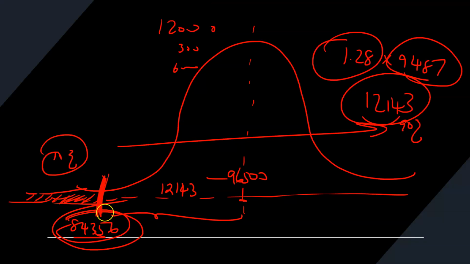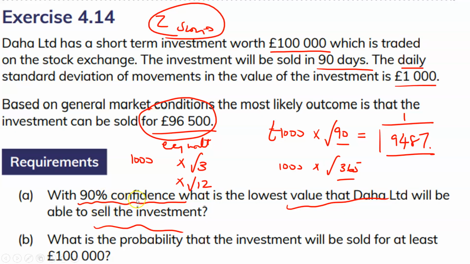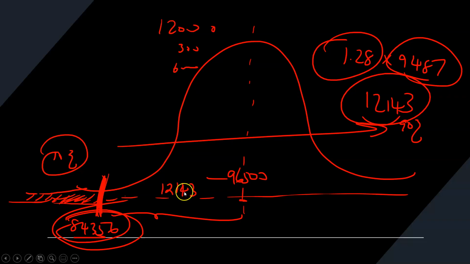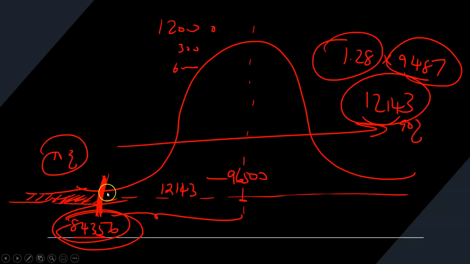So the question says to us, with a 90% confidence, what is the lowest value we'll be able to sell it for? If I'm sure that we can sell it for anything, what's the lowest price that we can sell it for, with 90% confidence? I'm almost saying the same question. What's the 90% probability that it'll be higher? That's what it's saying. Given a 90% probability, I will find the price.